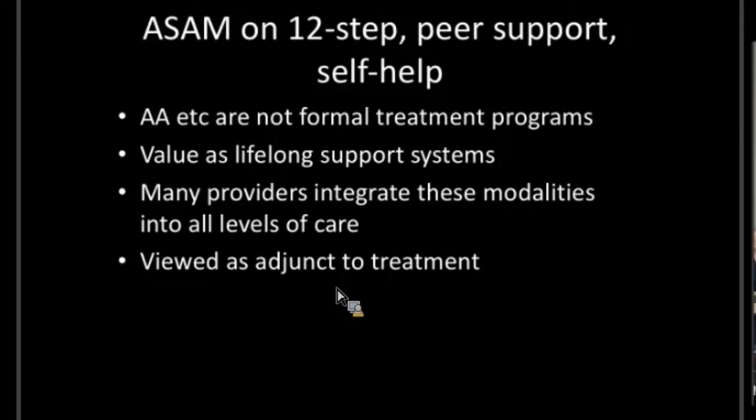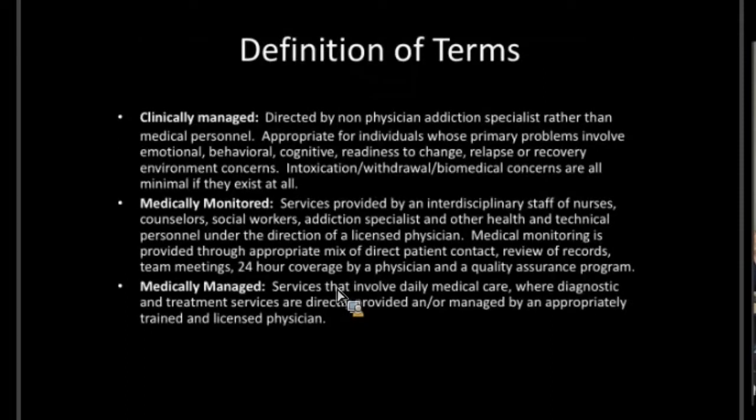I just want to comment on how ASAM views 12-step peer support and self-help treatment options. Basically, they're very explicit that these, AA, SMART Recovery, you name it, whichever one you're talking about, are not formal treatment programs. They do not view them as treatment programs, but they do note that they are very valuable as lifelong support systems. So we should not think that because someone's going to a 12-step group, that is a level 2.1. But they note that providers integrate these modalities into all levels of care. That's fine, but they are really an adjunct to treatment.